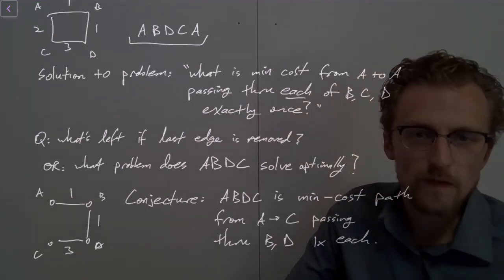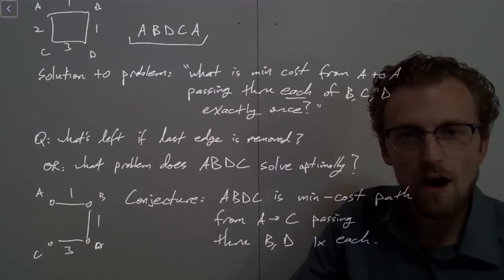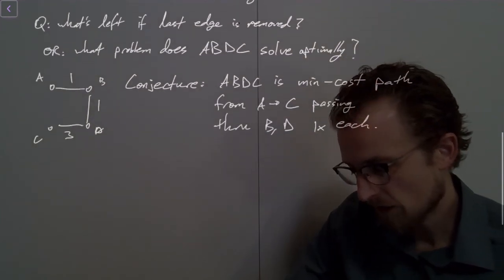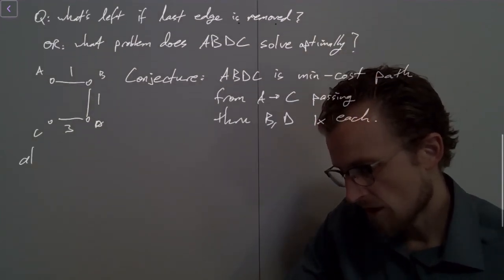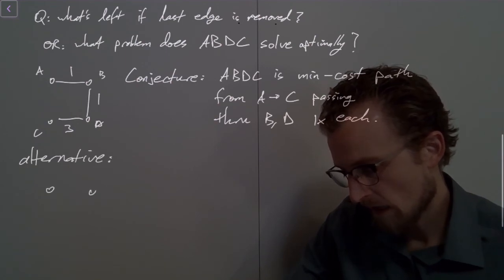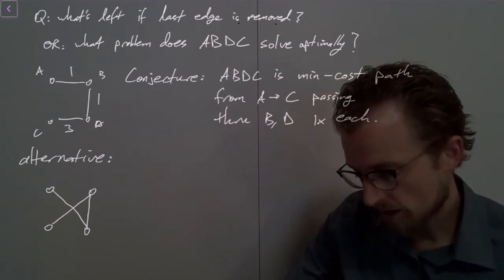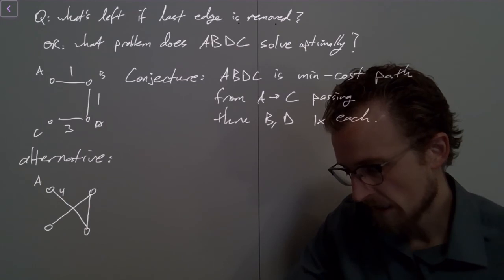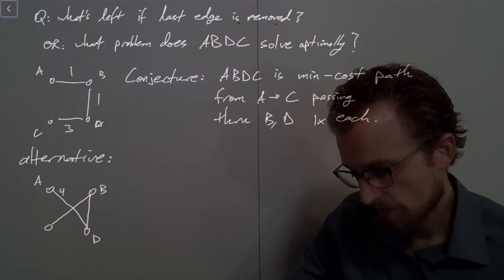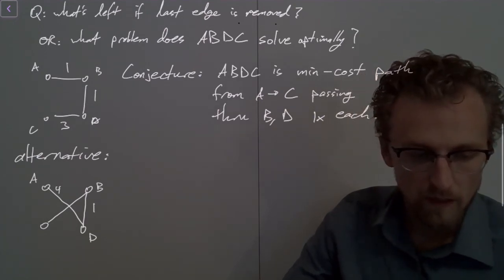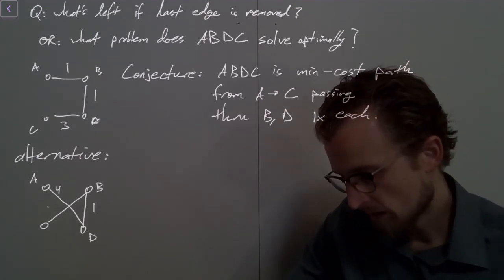We can actually verify this quite easily by writing down the other way of going from A to C and passing through B and D exactly once each, right? What's the other way? Here's the alternative. There's our 4 nodes. The alternative is this one, okay? And what are the costs there? Well, the cost from A to D is 4. From D to B is 1. And from B to C is 2.